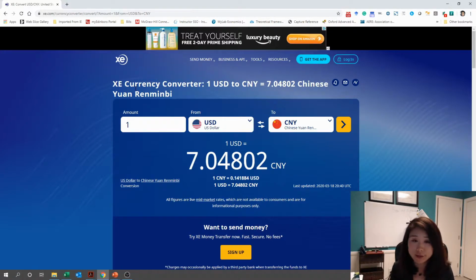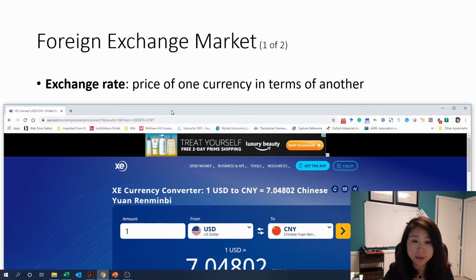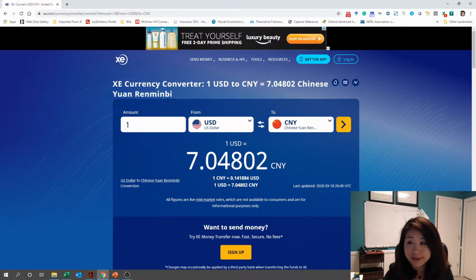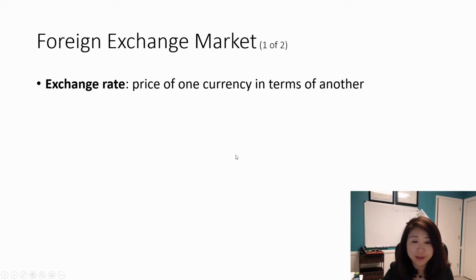Here I'm looking at the exchange rate between the US dollar and the Chinese yuan. That is 7.04. If you refresh your memory about the definition, it is the price of one currency in terms of the other. How do we apply this definition to this specific case? $1 equals 7.04 yuan, which means the price of the US dollar in terms of the Chinese yuan is about 7. If you give me a $1 bill, you will receive 7 Chinese yuan back. That is the foreign exchange rate, the price of one currency in terms of another.